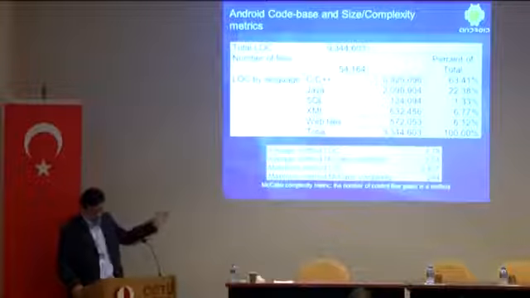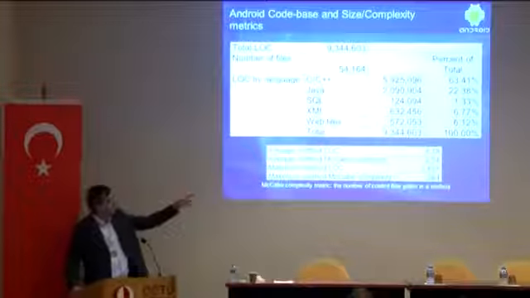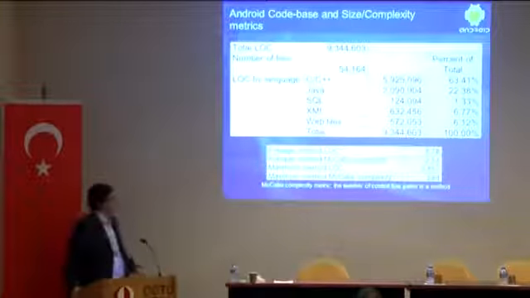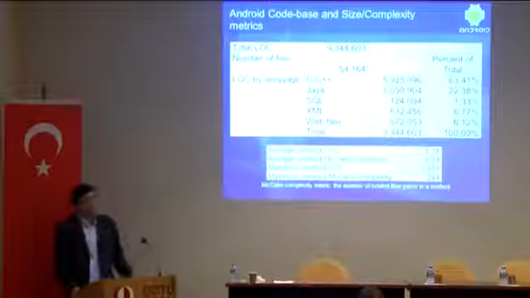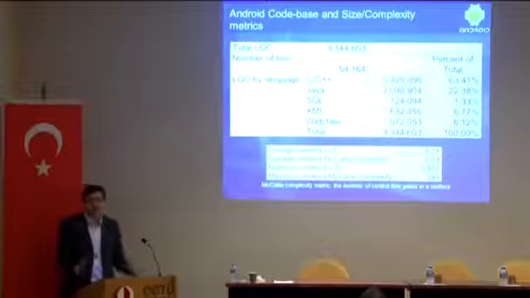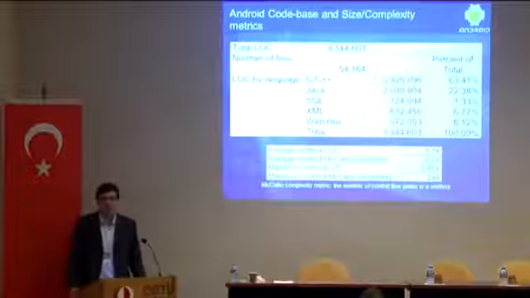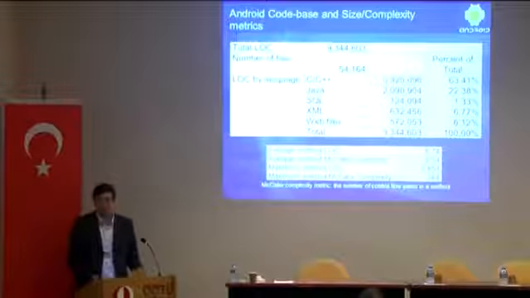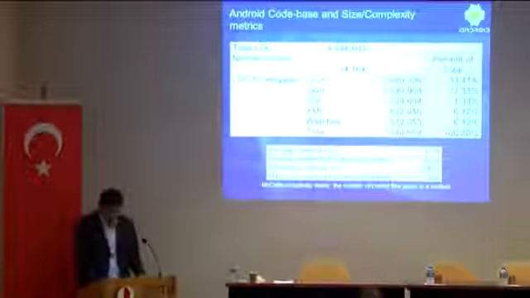And then, for example, maximum method line of code: there was a method with about 3,000 lines of code, and there was a method with 284 control flow paths or branches, which shows quite complex for one single method. So there were that many paths.